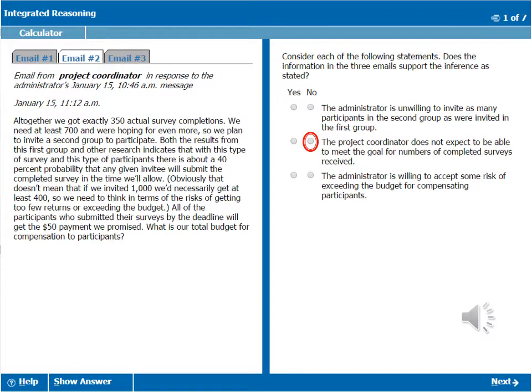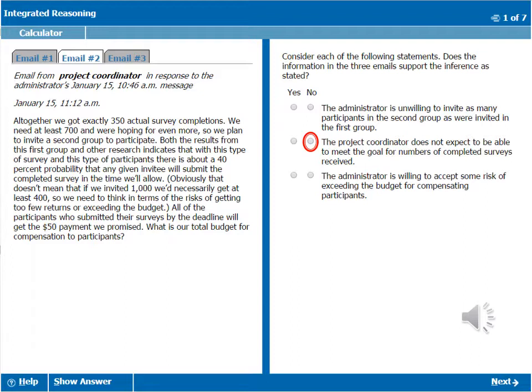Email number 2 is a response from the project coordinator to the administrator. It reads, although we got exactly 350 actual survey completions, we need at least 700, and we're hoping for even more. So we plan to invite a second group to participate.